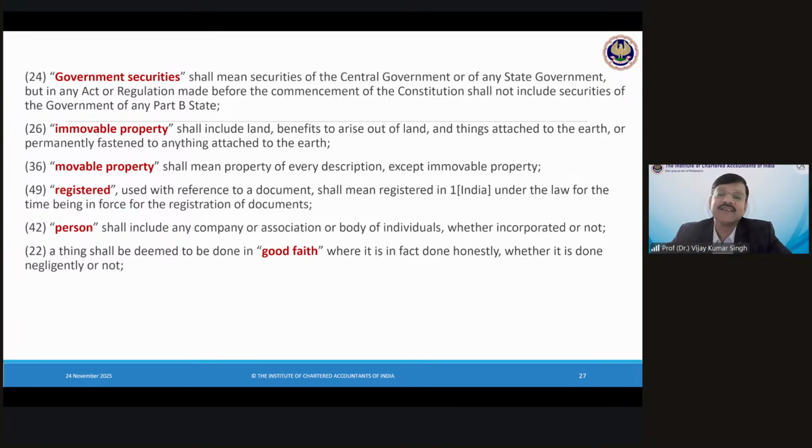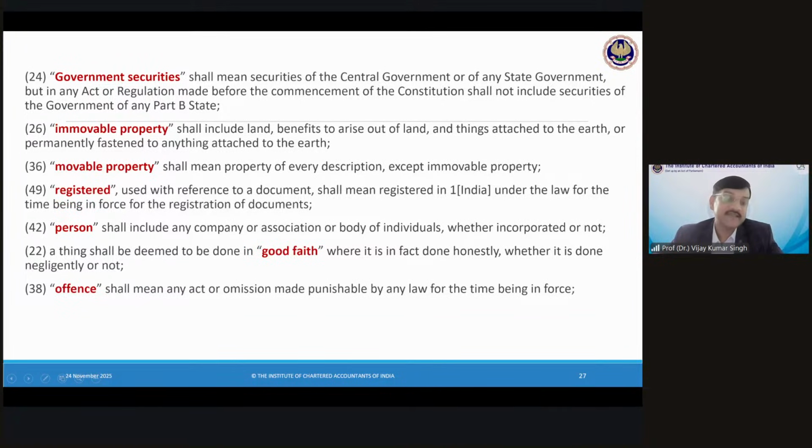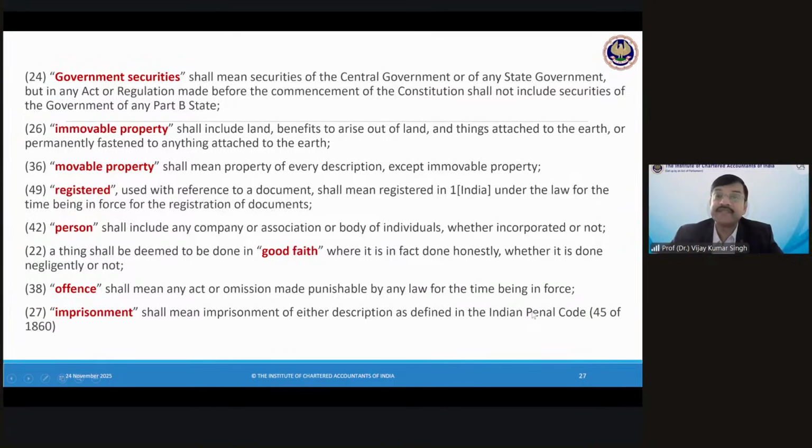Good faith means that it has been done with a good intention, done with honesty. There may be negligence in doing that, but good faith is a principle which is applicable most of the time to government servants. Offense shall mean any act or omission made punishable by any law for the time being in force.